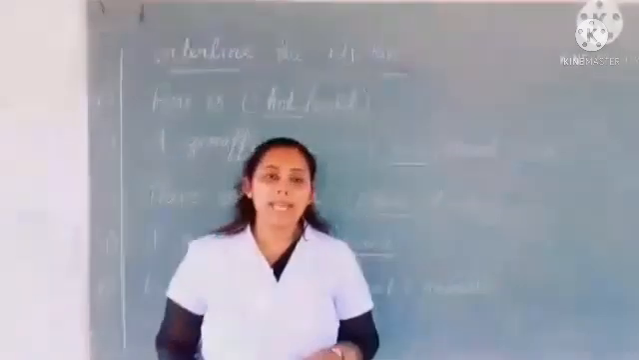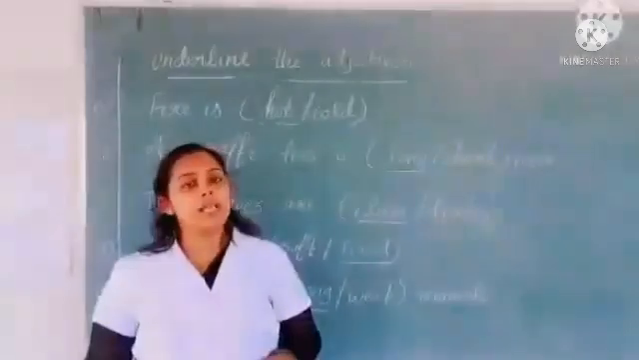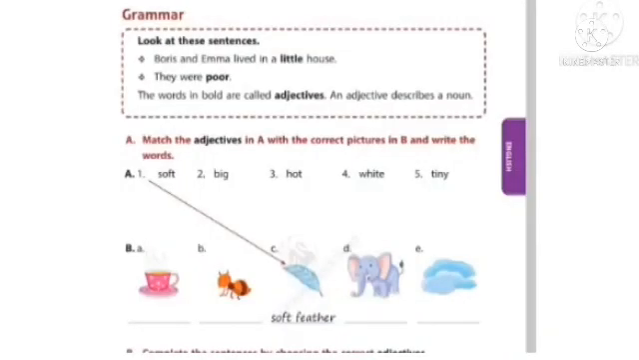Now we can discuss the textual activity from page number 17, Grammar. Look at these sentences. Boris and Emma lived in a little house. In this sentence, which is the adjective? Yes, little. Then second one, they were poor. Here which is adjective? Yes, poor. So the words in bold are called adjectives. An adjective describes a noun. Adjective is talking more about a noun.